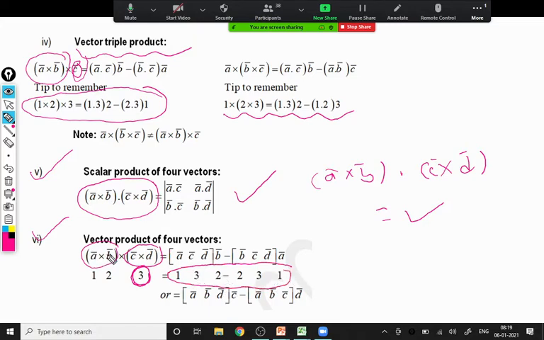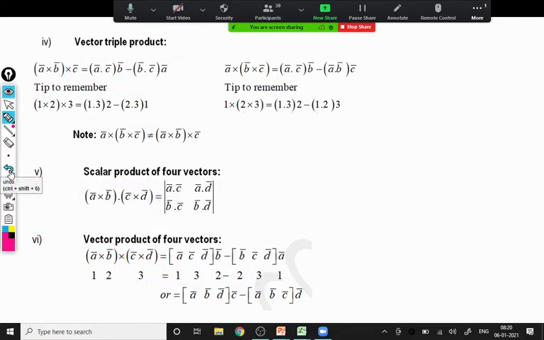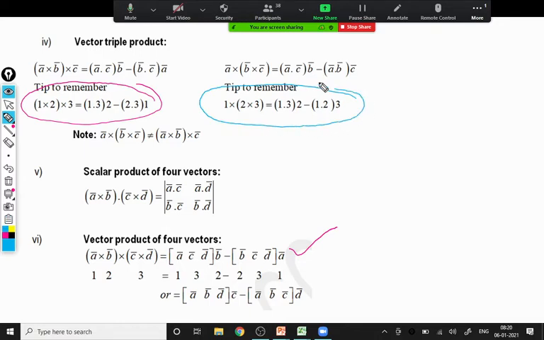It is a box product of 1 and 3, and then into 2. So 1 and 3 means the box product of ACD, into B, minus 2, 3, that is the box product of BCD, into A. So that way again you can remember. I'm just giving you a hint to remember these formulas. Just like we use this formula for getting the quadruple product, we get this result. Yes, we can apply this formula also and we can get this result.